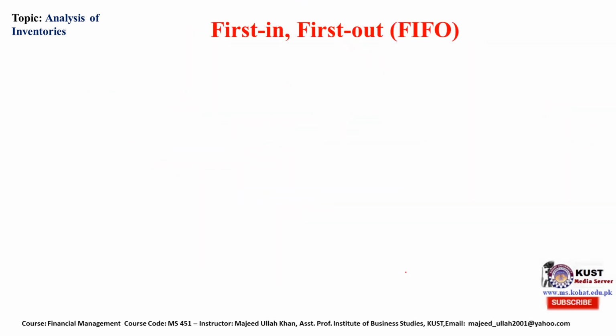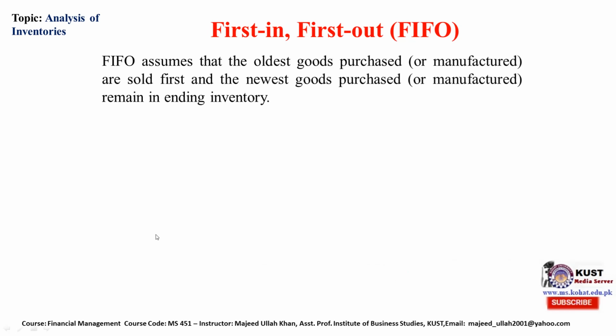First in, first out method. First in, first out method assumes that the oldest goods purchased or manufactured are sold first, and newest goods purchased or manufactured remain in inventory.